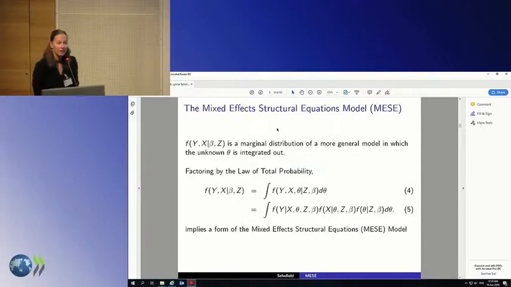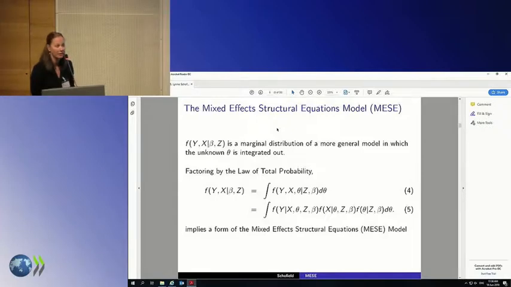But, in fact, we can recognize that essentially that joint distribution is really just a marginal distribution of a more general model where we've integrated theta out. And so if we unintegrate theta out, if you will, if we throw that in there, and then we use the law of total probability, what we end up with is this model that includes some model of y given all of these variables, x, theta, z, and beta, some aspect of a model that has x given theta, z, and beta, and then another model, which we've been calling this conditioning model of theta given z and beta. So this informs a form of what we've named the mixed effect structural equations model.